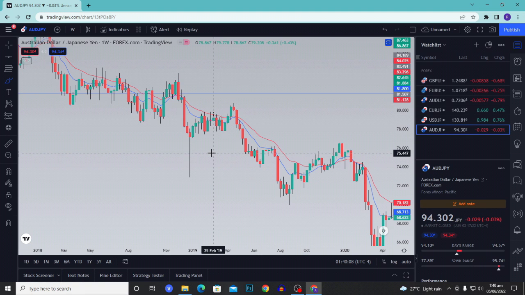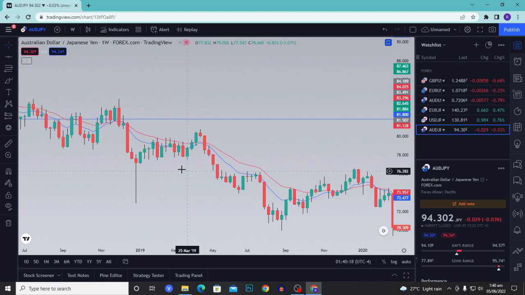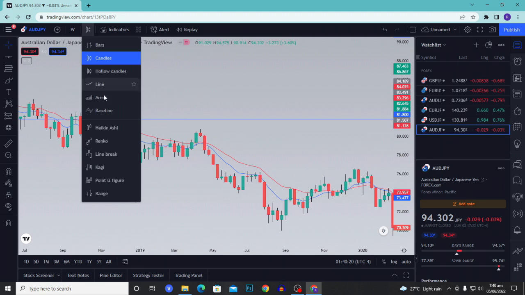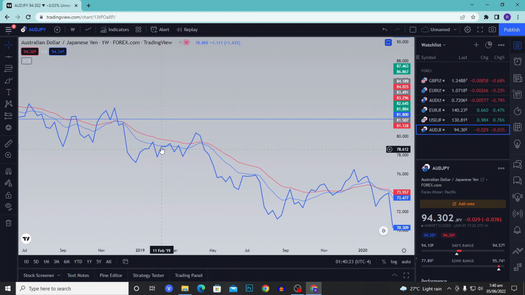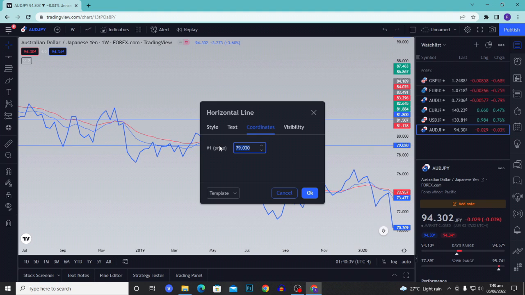So the first thing we need to know is to identify the neckline or the neck point, which is very hard to do with candlesticks. So we normally switch to the line chart, as you can see, then mark out the neckline. Let's bring this thinner. Okay, mark out the neckline. Then we adjust it to one of our points, one of our bank points.